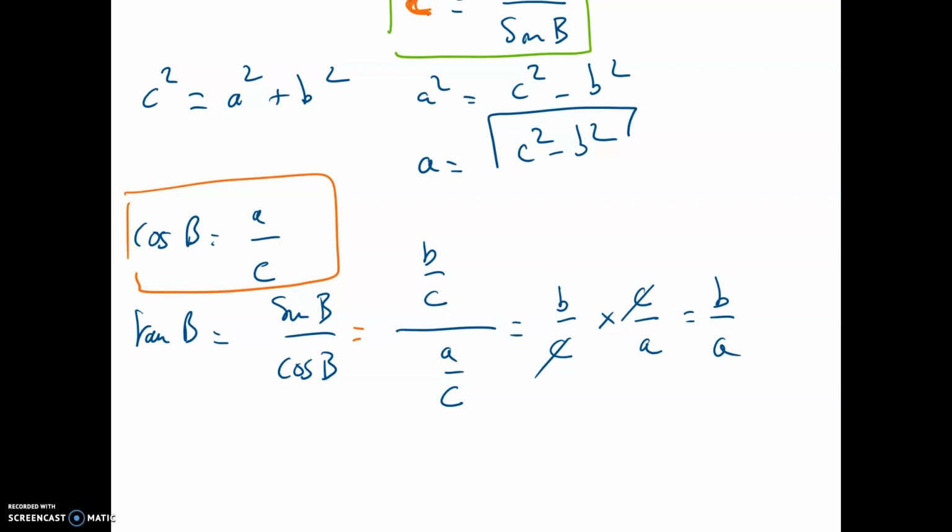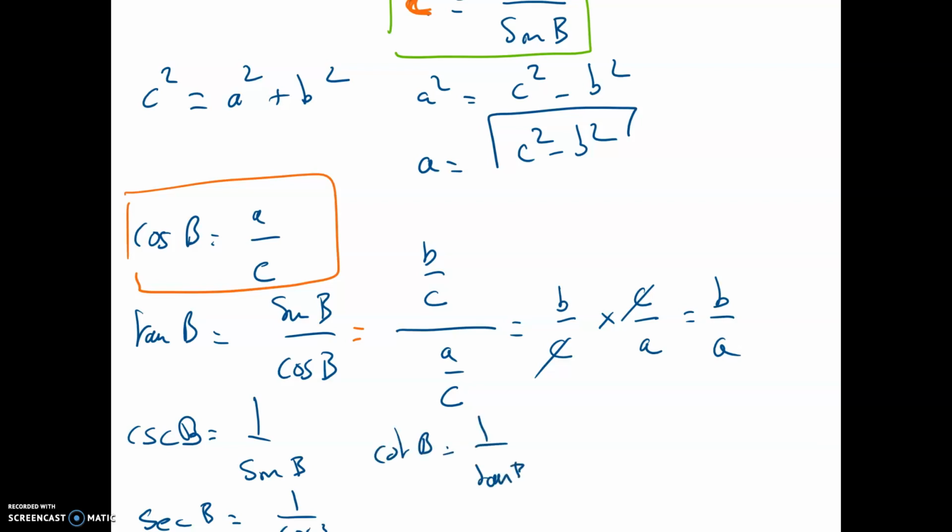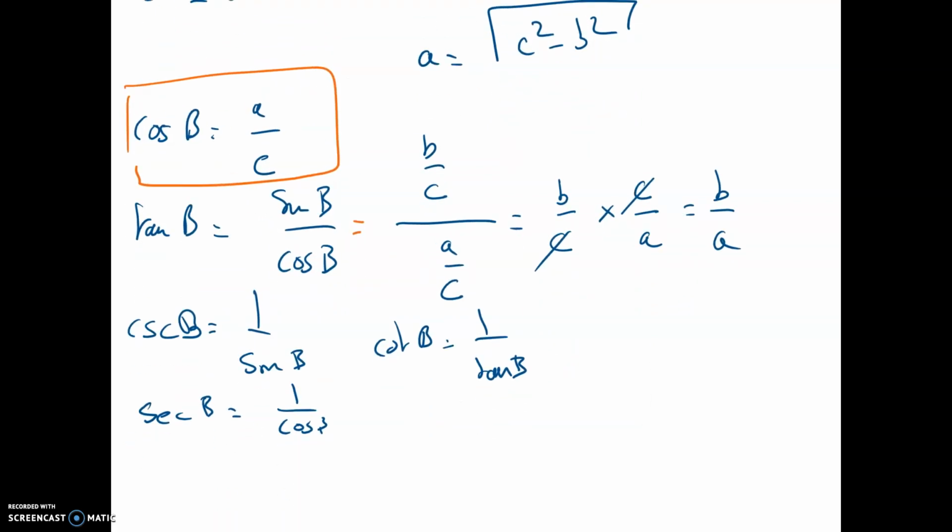I'll let you do the calculation for cosec, sec, and cotangent. But at least let me write the expressions of sec, cosec, and cotangent. The cosec is 1 over the sinus, so cosec B equals 1 over sinus B. The sec B equals 1 over cosinus B. And the cotangent B equals 1 over tangent B. All right, guys, you've got pretty much everything to solve that problem. I will finish the other problem in another video, and talk to you soon.